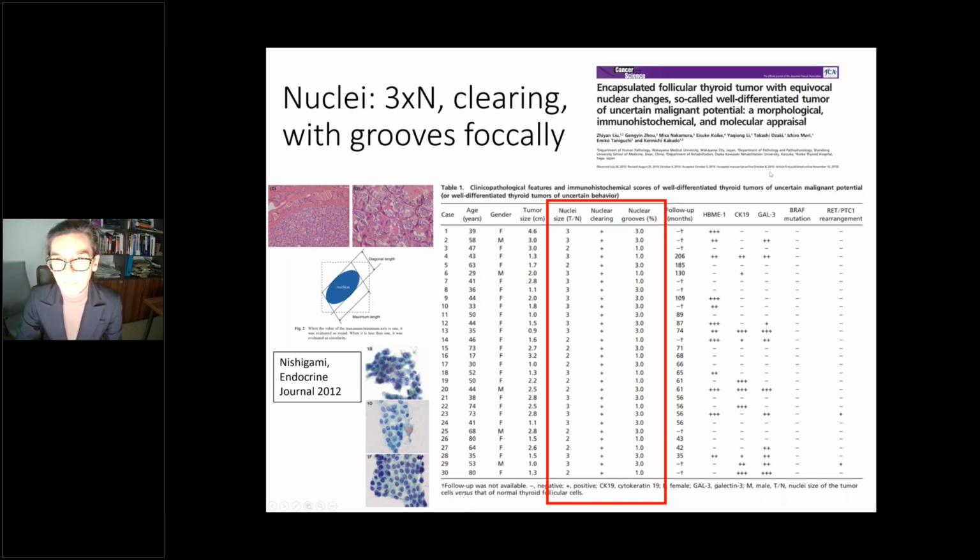As you see in the second publication, published in 2010 by Kakudo, a Japanese pathologist group, they detailed the tumor nuclei more carefully. They compared nuclear size to normal follicular cells, and they show us that usually tumor nuclei are 2 or 3 times bigger than normal cells. Nuclear clearing was present in all tumors, and nuclear grooves can be found in 1 to 3% of tumors.